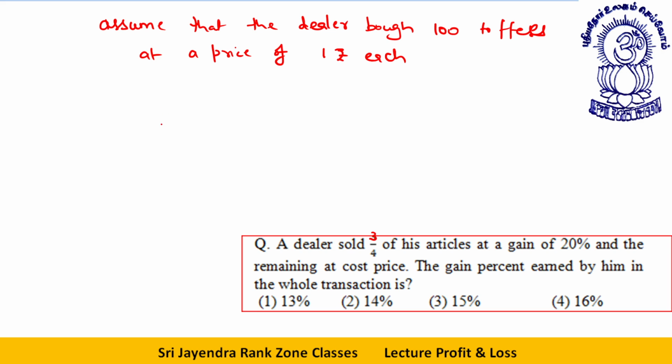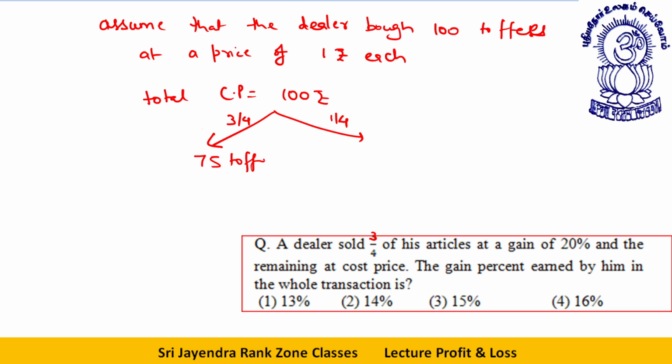Okay. So now what happens is, total CP is equal to 100 rupees. Now this is broken into two parts. The first part, let's say 3/4 and 1/4. 3/4 means 75 toffees, then remaining is 25 toffees. Okay, 100 toffees for 100 rupees.